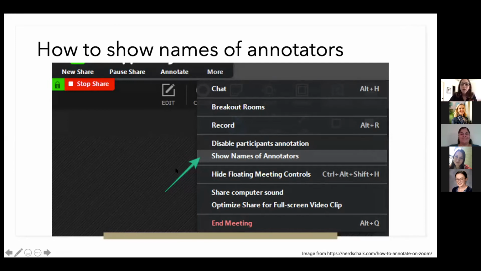The other thing is you can also show the names of who's annotating, which is really cool. That wasn't a feature before, they just added it. So this can be kind of like private versus public chat. You can have a public discussion where you can see who is annotating what, but you can also set it to private so that they can mark all over the screen and nobody knows who's marking up. So again, you have that double functionality with the annotate.